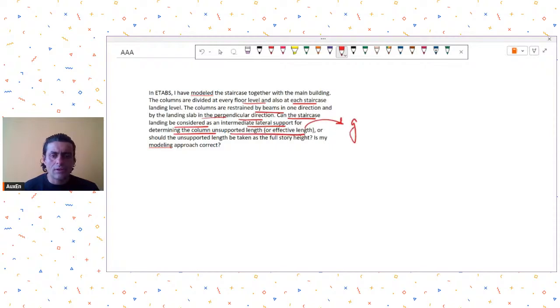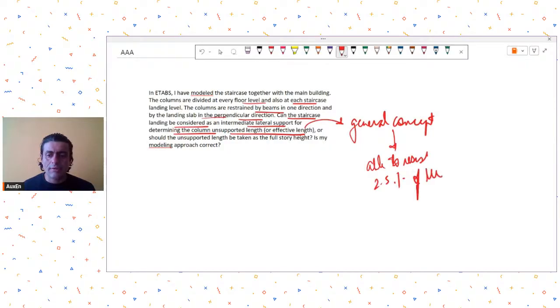See, the general rule or general concept for any element which we can consider as providing effective lateral support is that it should be able to resist 2.5% of the axial load in the member for which we are assuming lateral restraint. That means if you are saying that the staircase landing slab is providing effective support to the column, then that landing slab should be able to resist 2.5% of the axial load in that column.